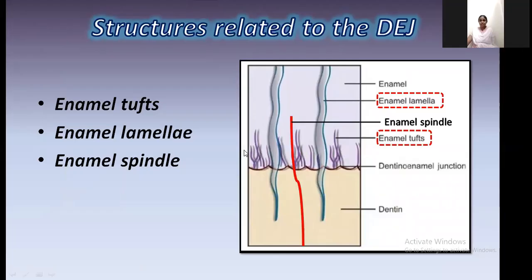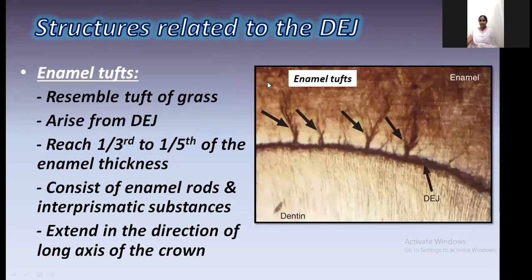Structures related to the DEJ: enamel tuft, enamel lamellae, and enamel spindle. If you can see in this diagram, this is the dentino-enamel junction, enamel and dentin. Enamel spindle comes from the dentin and projects into the enamel. Enamel lamellae is here, and enamel tufts are grass-like structures arising at the DEJ. We'll see about each of them in detail.